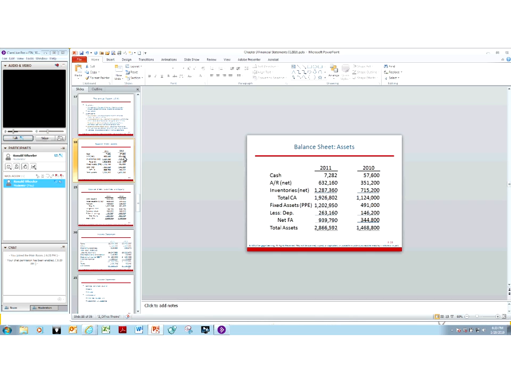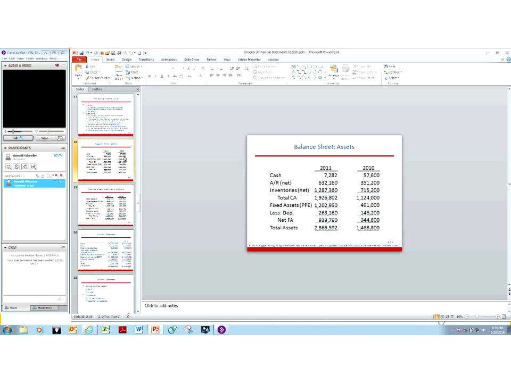You then walk down the balance sheet asset section and you get into fixed assets. So what equipment do you have? What buildings do you have? And you can see we've got the abbreviation PP&E for property, plant, and equipment.